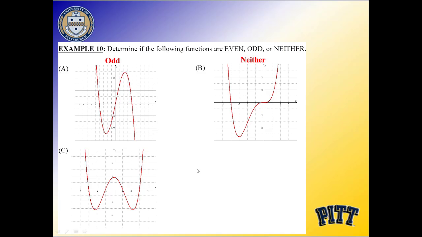Whereas C, I am seeing that symmetry across the y-axis. I'm seeing the left-hand side and a mirror image of it on the right-hand side of the y-axis. This is an even function. So graphically, you get used to seeing what you need to see to determine one or the other.